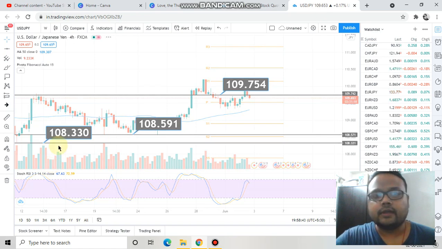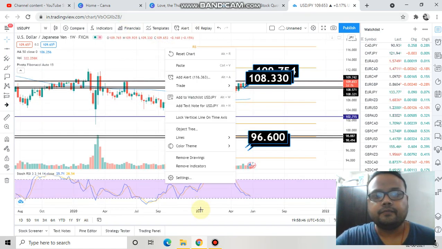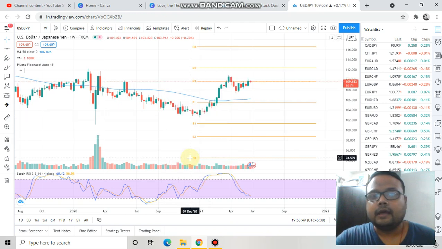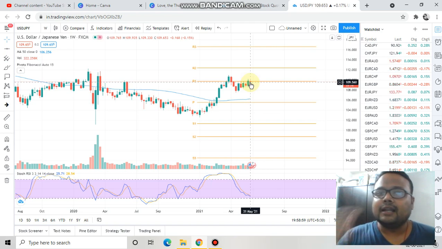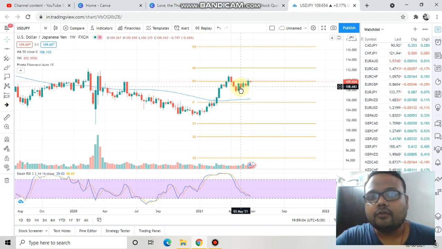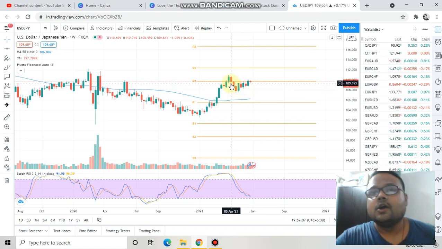Let's jump to the weekly chart and let me show you. This is the weekly chart, and you can see that market is trading at the resistance level. This resistance level is extremely important because market is unable to cross this resistance for the last 7 weeks, almost 2 months. For 2 months market is struggling to cross this level. Therefore this level is extremely crucial, extremely important, and extremely strong.